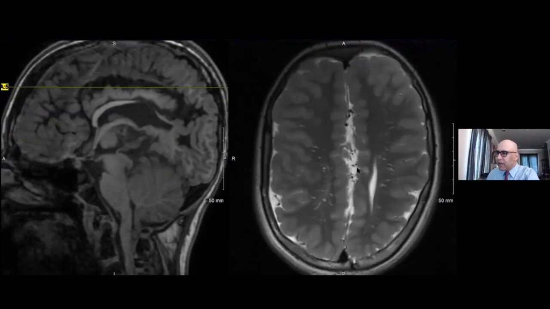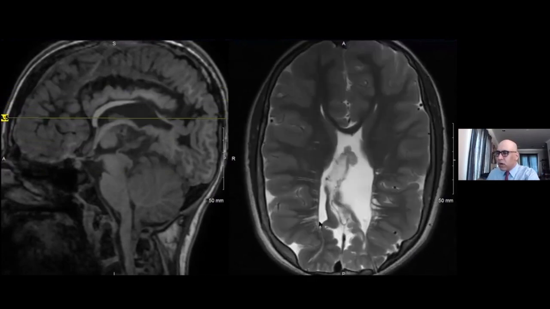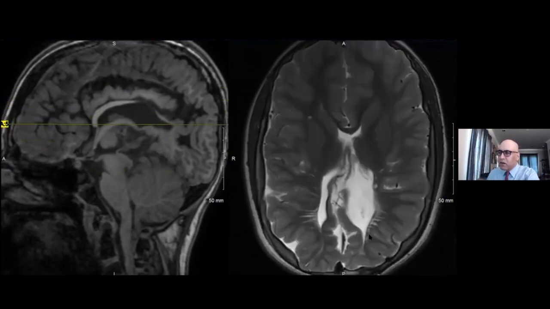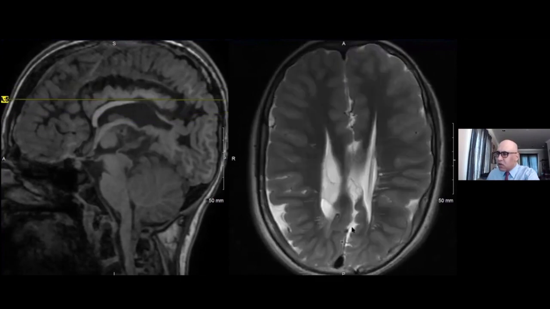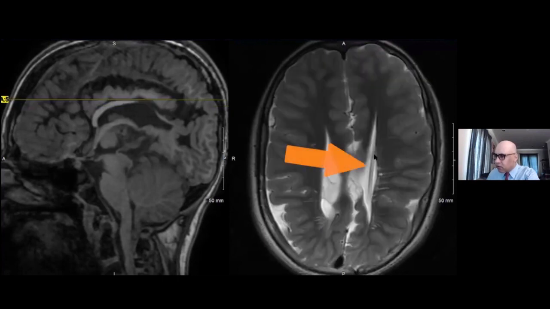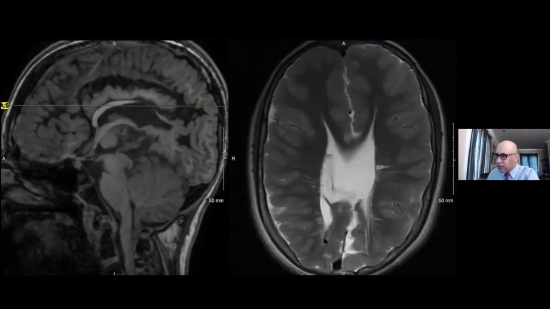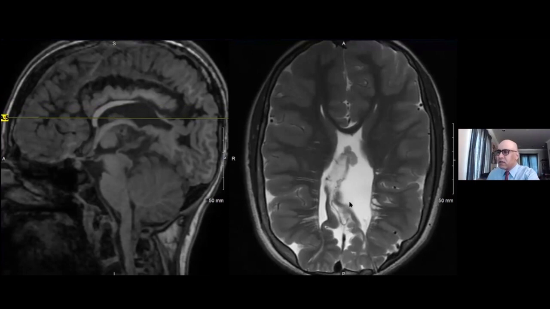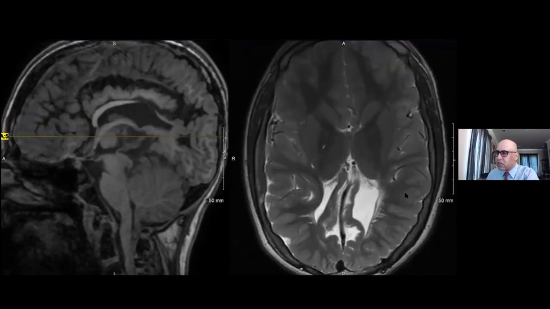If we look on this axial image, we can see this parieto-occipital predominant white matter volume loss. We also can see there's a ventriculostomy catheter in the left lateral ventricle and another ventriculostomy catheter in the right lateral ventricle, because patients with a Chiari type 2 malformation very, very often will need a shunt for hydrocephalus.